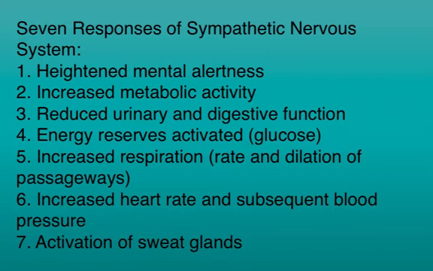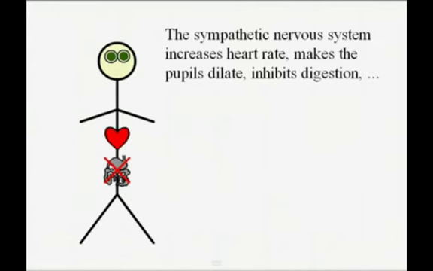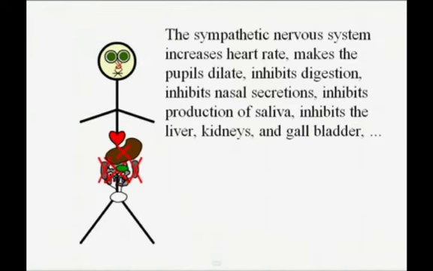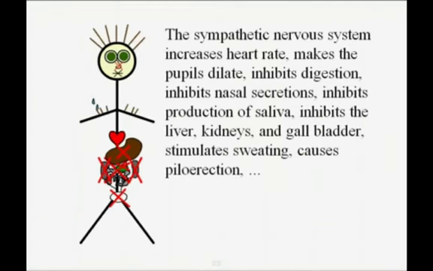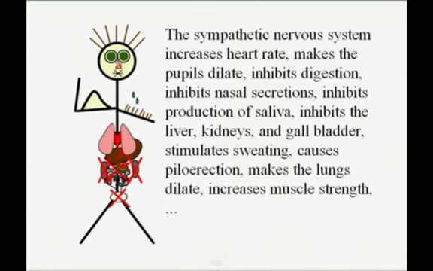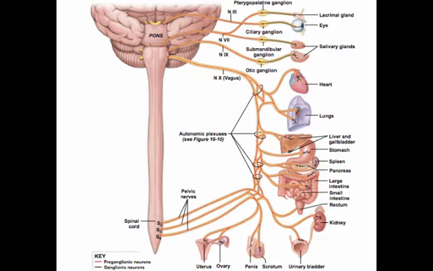When the target organs respond, the person undergoing sympathetic activation would observe specific changes in their body. Their heart rate would increase, their pupils would dilate, their digestion would be inhibited, their nasal secretions would be inhibited, their saliva production would be inhibited, the functions of the liver, kidney, and gallbladder would be inhibited, they would start to sweat, their hair would stand on end, they would start to breathe faster, and their muscles would be tensed for action. Sympathetic activation is also necessary for an orgasm to be produced. The parasympathetic division is different in many ways from the sympathetic nervous system.